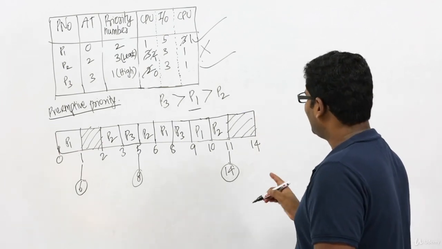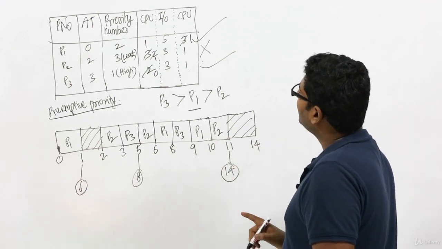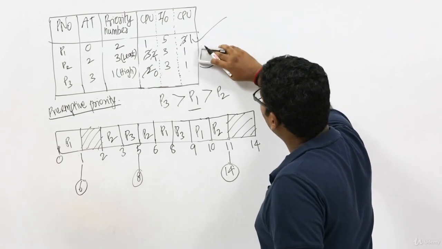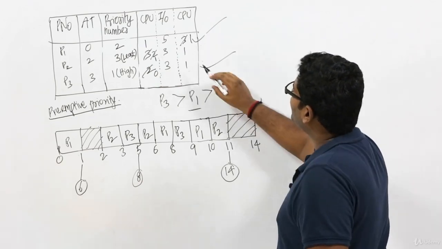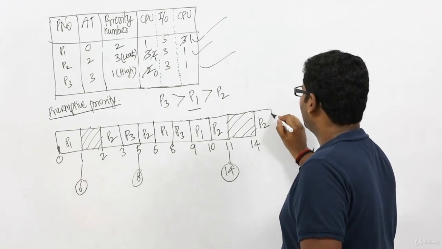Now at time unit 14, P2 has completed its IO, and then P2 will move from IO state to ready state, and P2 will complete its 1 unit of execution. So P2 is also done.